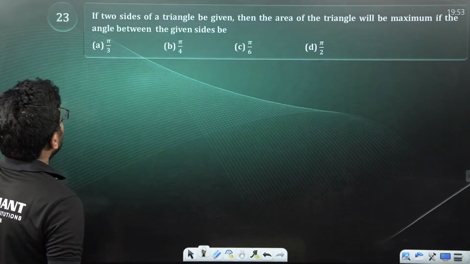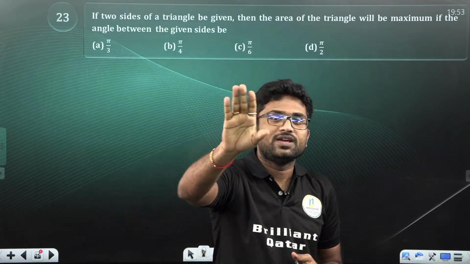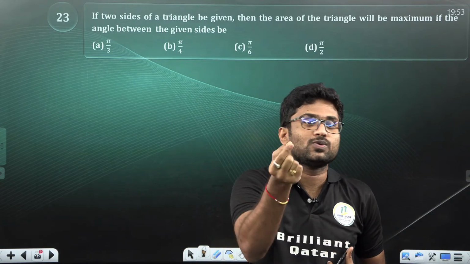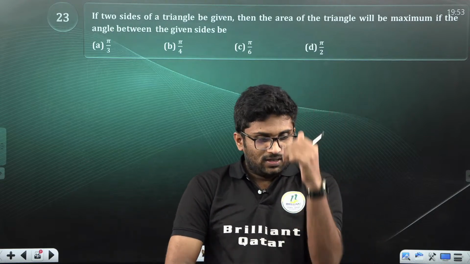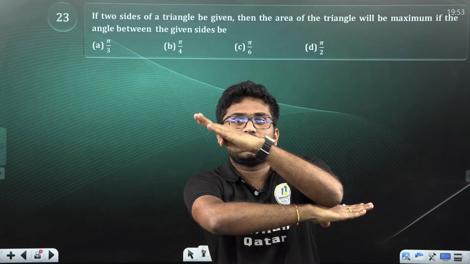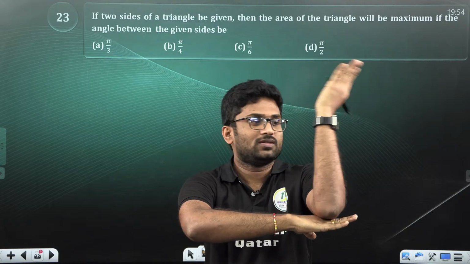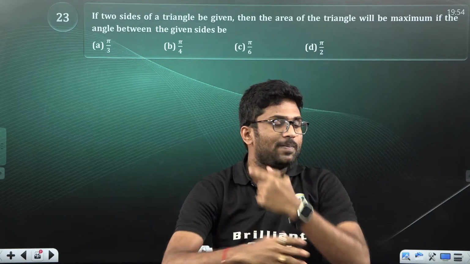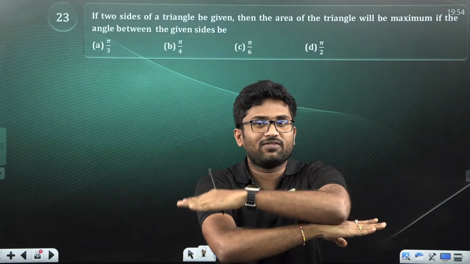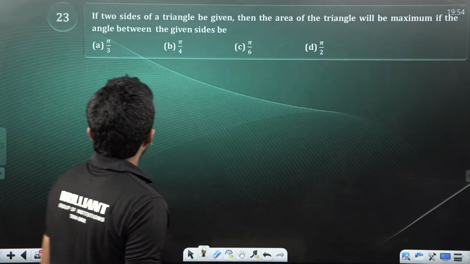Next question: if two sides of a triangle are given, then the area of the triangle will be maximum when? Again, a question which can be solved by using some common sense. If two sides of a triangle are given, the area will be maximum only when the angle between the two sides is what? For which angle will the area be maximum?